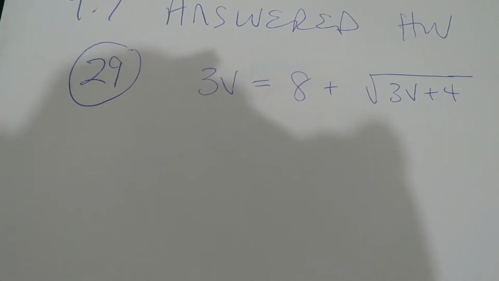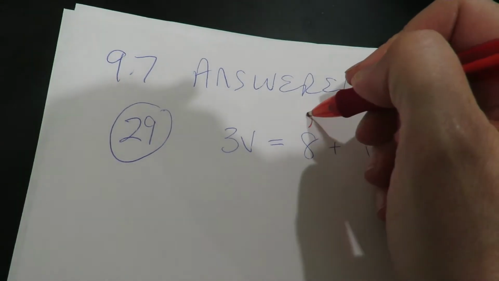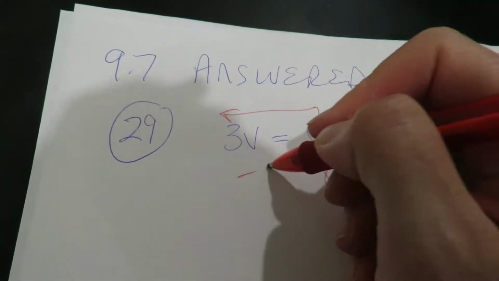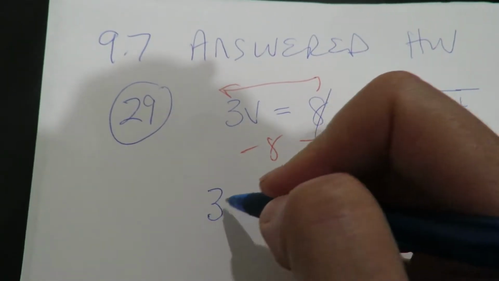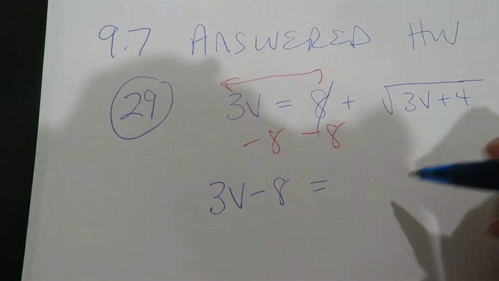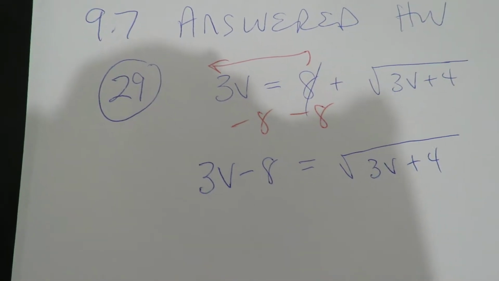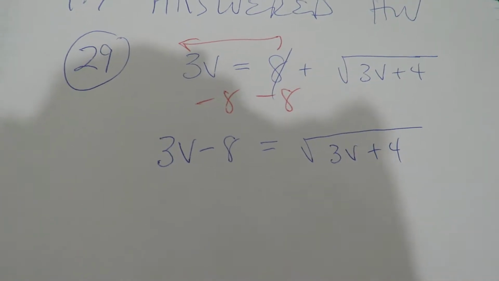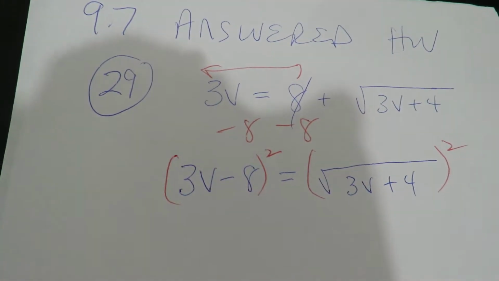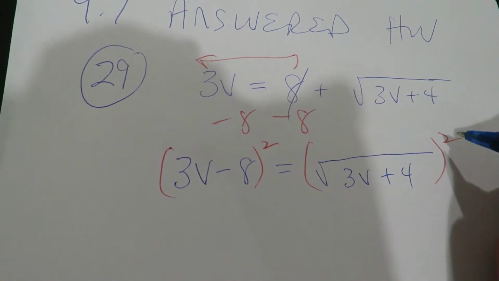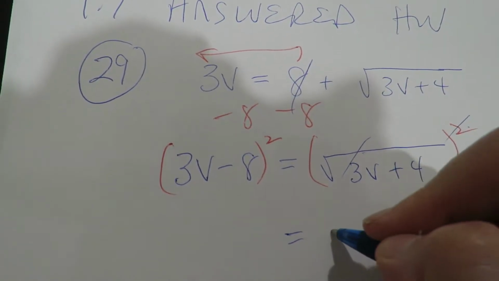Okay, gang, let's do this one. Now, the radical is not isolated, so the first thing you want to do is isolate the radical. Alright, now to get rid of the radical, you're going to square both sides. It has an equal sign, so it's left-right balance. Now the radical and the square undo each other on the right.